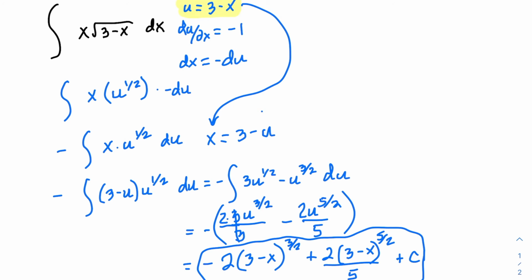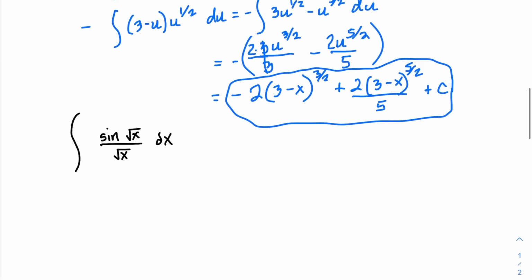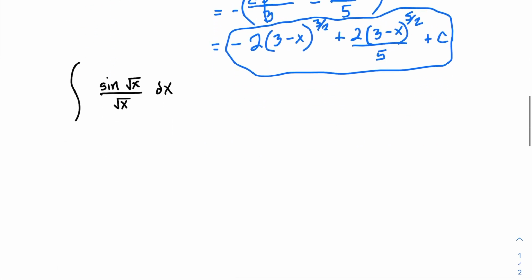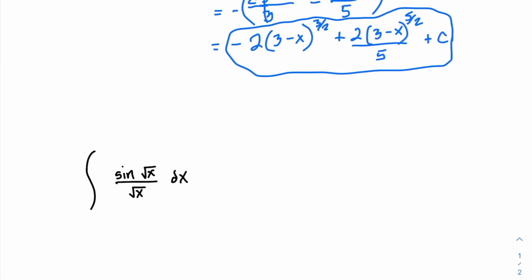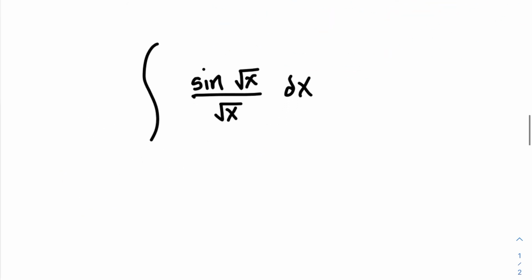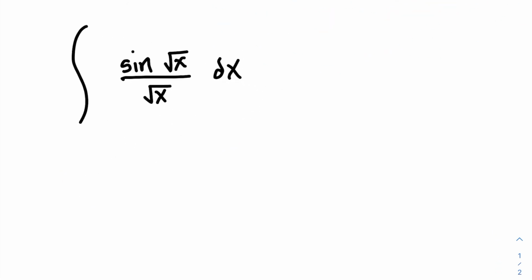Let's try one more problem to make sure we've got it down. So here we see the integral of sine of root x over root x. So for this, let's take a guess what we think we're going to do for our value of u. Hopefully, if we're getting the hang of it a little bit, we recognize that we want u to be root x in this case.